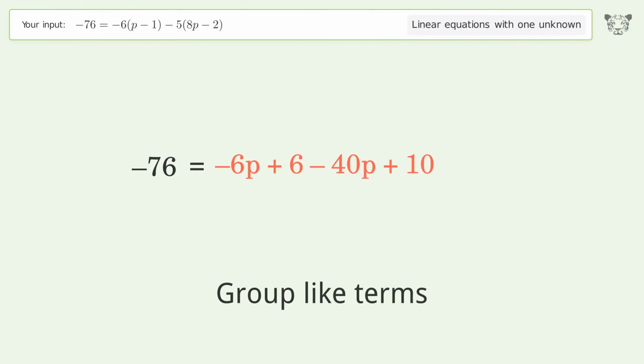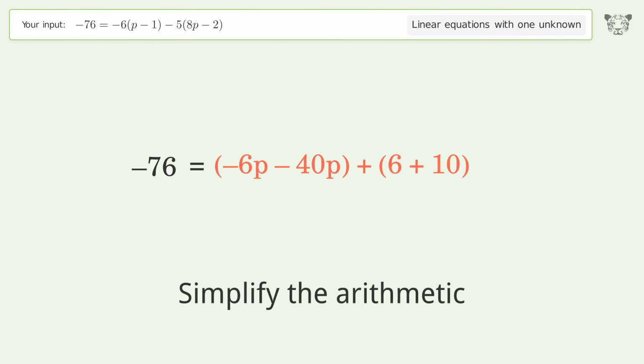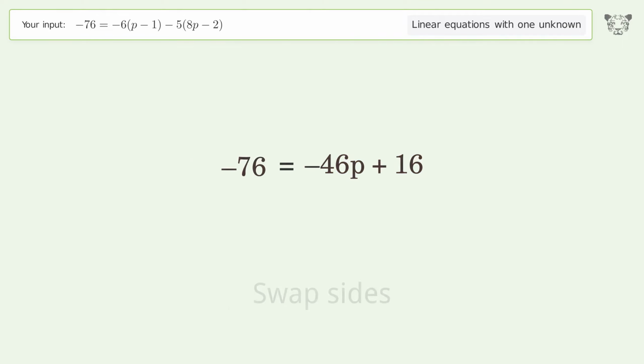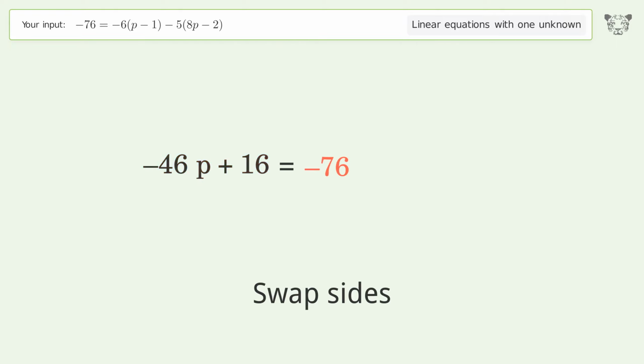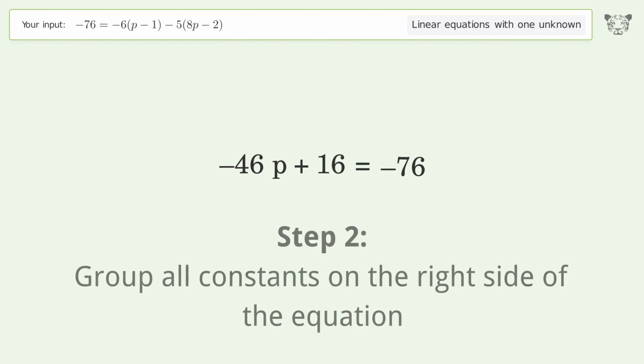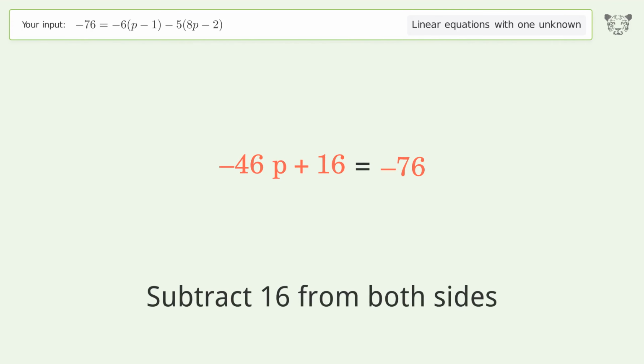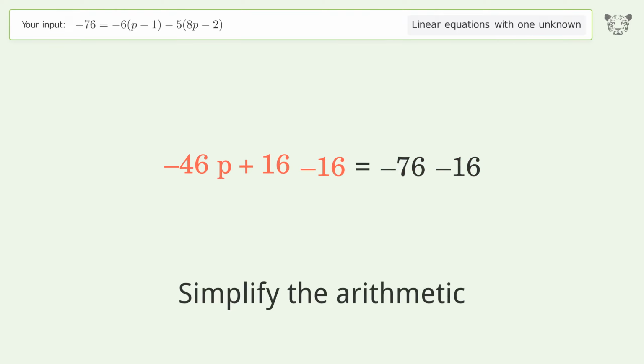Group like terms. Simplify the arithmetic. Swap sides. Group all constants on the right side of the equation. Subtract 16 from both sides. Simplify the arithmetic.